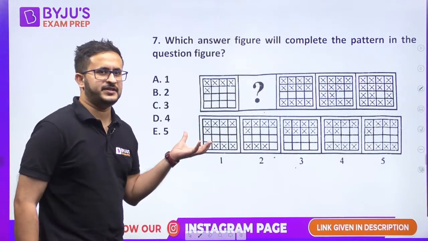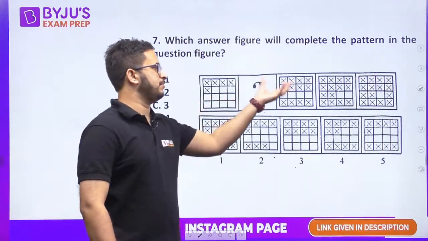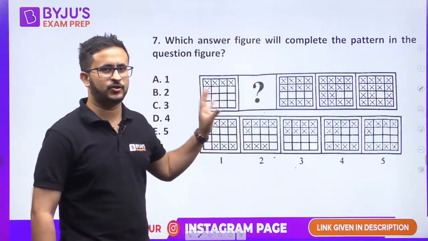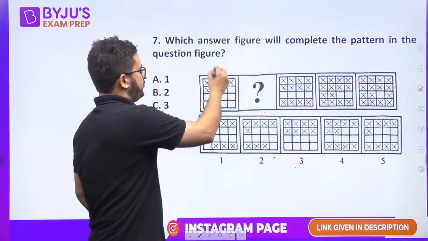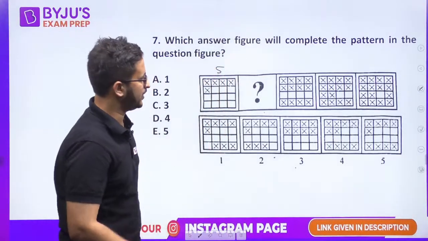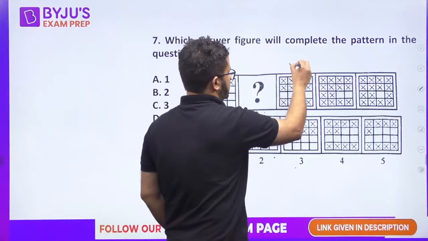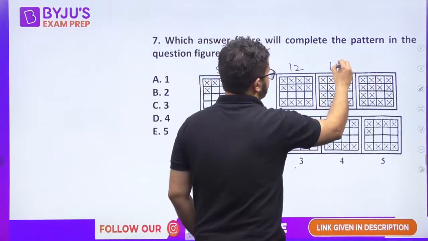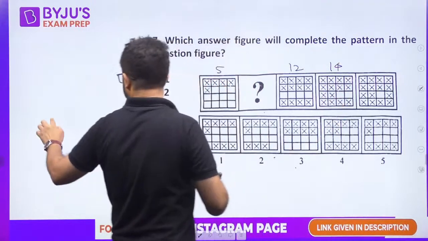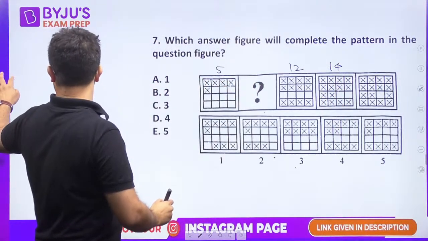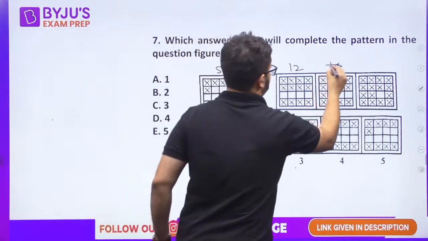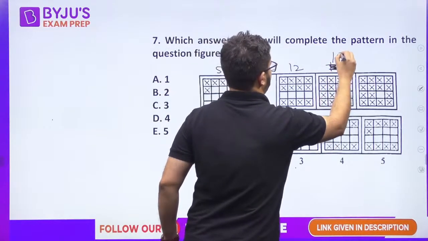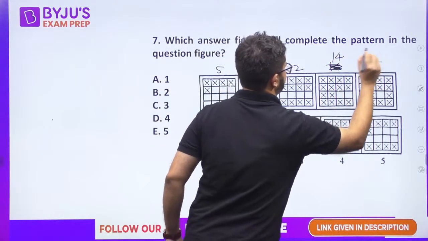So what we shall do in this case is, let us count the number of crosses. Okay, let's count the crosses. How many crosses are in this one? 1, 2, 3, 4, 5 crosses. Okay, this one has 12 crosses. This one has 14 crosses. And this has 15 crosses.